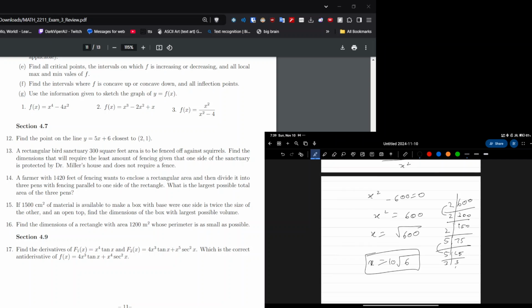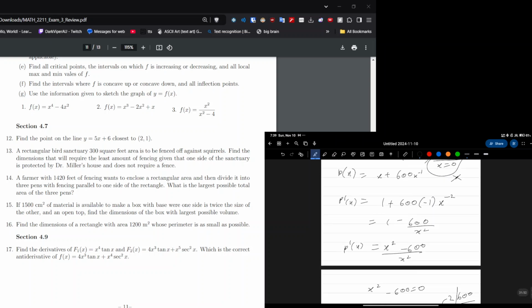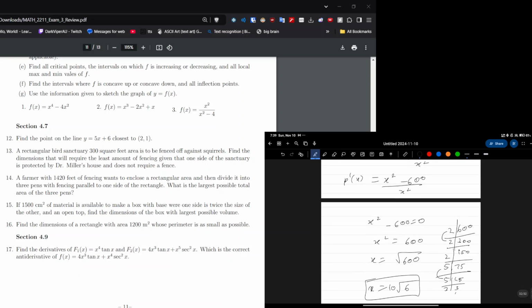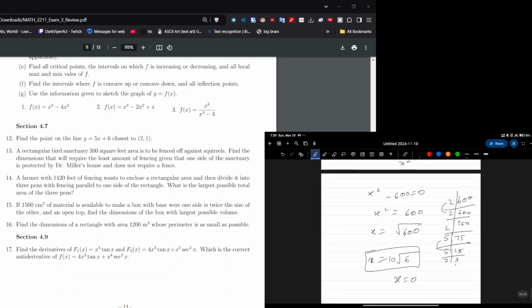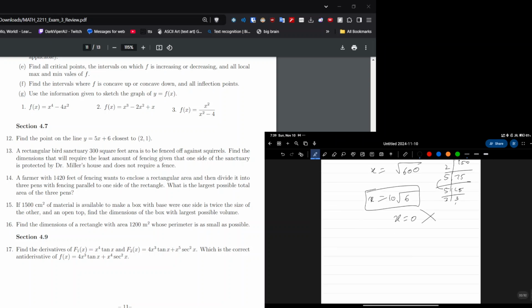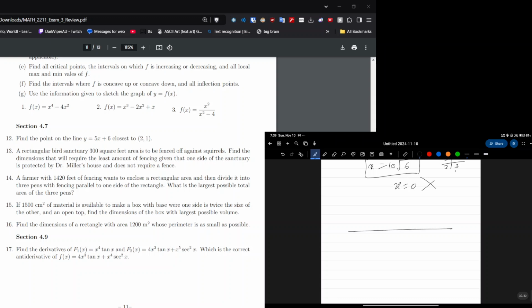So this is one of my critical points, and my other point was x equals 0. Well, x equals 0 cannot be my critical point, but I can use it to find my intervals of increasing and decreasing. 0, 10 root 6. Now, can distances ever be negative? We're not talking about physics over here. No, right? So we will ignore this part. And my distance also can't be 0. It was excluded.